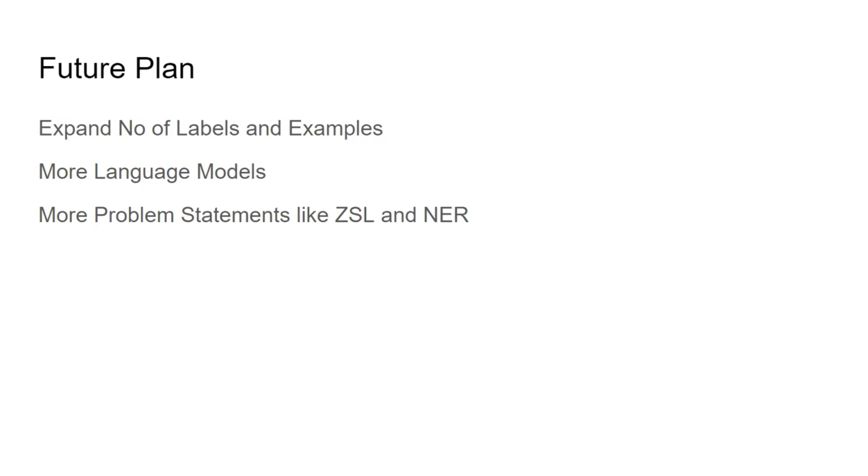There are other problem statements we want to solve. One simple example is zero-shot learning: for whatever class labels we have defined, can we apply a zero-shot learner? Further, we can apply a few-shot learner. Those are problems we can further enrich. That's our future plan.